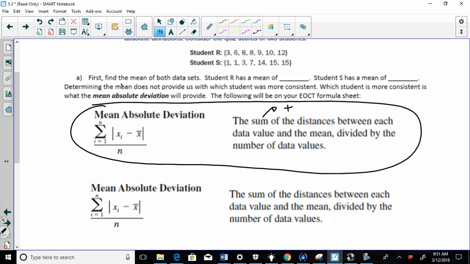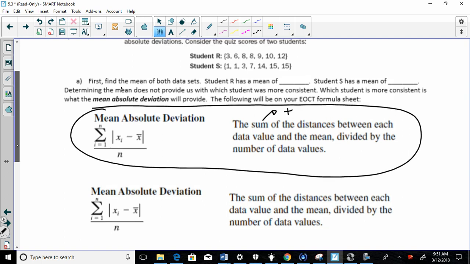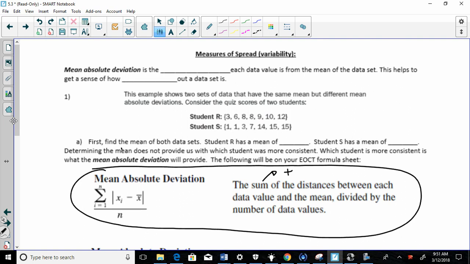Now, you just need to make sure you're practicing and remember what that means and how we do it. So we're going to be practicing with that a little today. And the bottom two on this page are what I want you guys to start with. So you're just practicing that same skill. So we know that mean absolute deviation is the distance each value is from the mean of the data sets. This helps us get a sense of how spread out the data is.